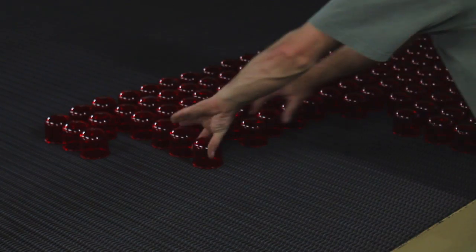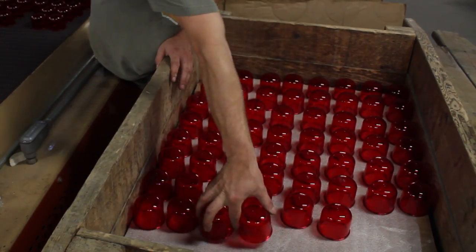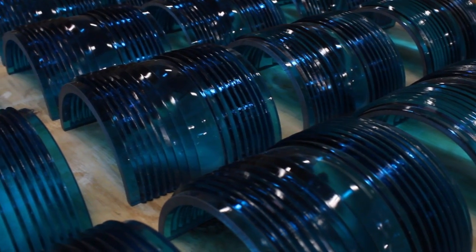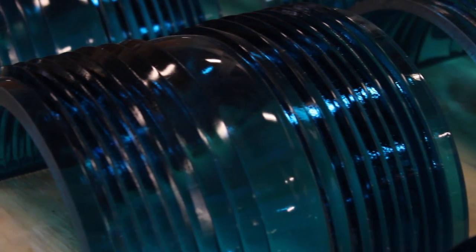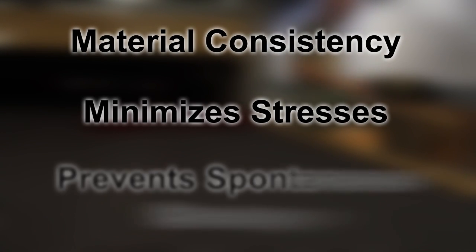During the final step of the process, the glassware is cooled to a safe handling temperature. Because this is below the strain temperature, no new permanent stresses can be introduced. When cooling occurs slowly, the atoms will relax, resulting in an unstressed, well-annealed glass product. Using a controlled cooling process improves material consistency, minimizes stresses, and prevents spontaneous breakage.